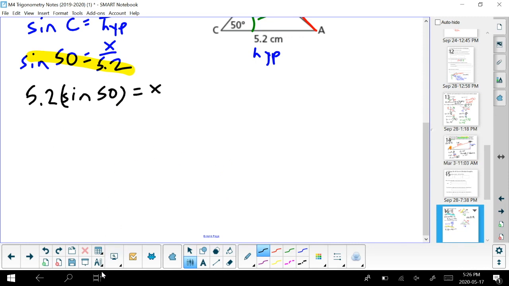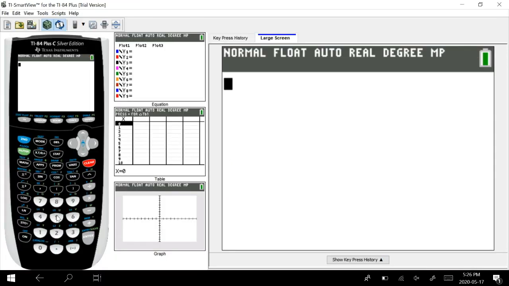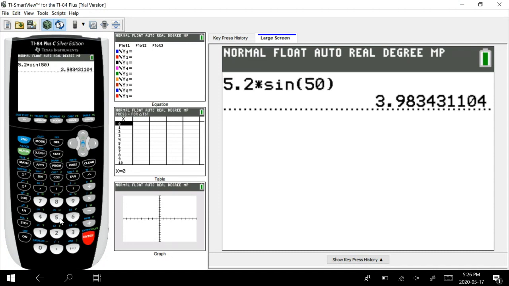And let's punch that into our graphing calculator. So 5.2 times the sine of 50. And you guys will note that I've been punching it in using the multiplication sign. You don't need to do that. You can also go 5.2 sine 50.